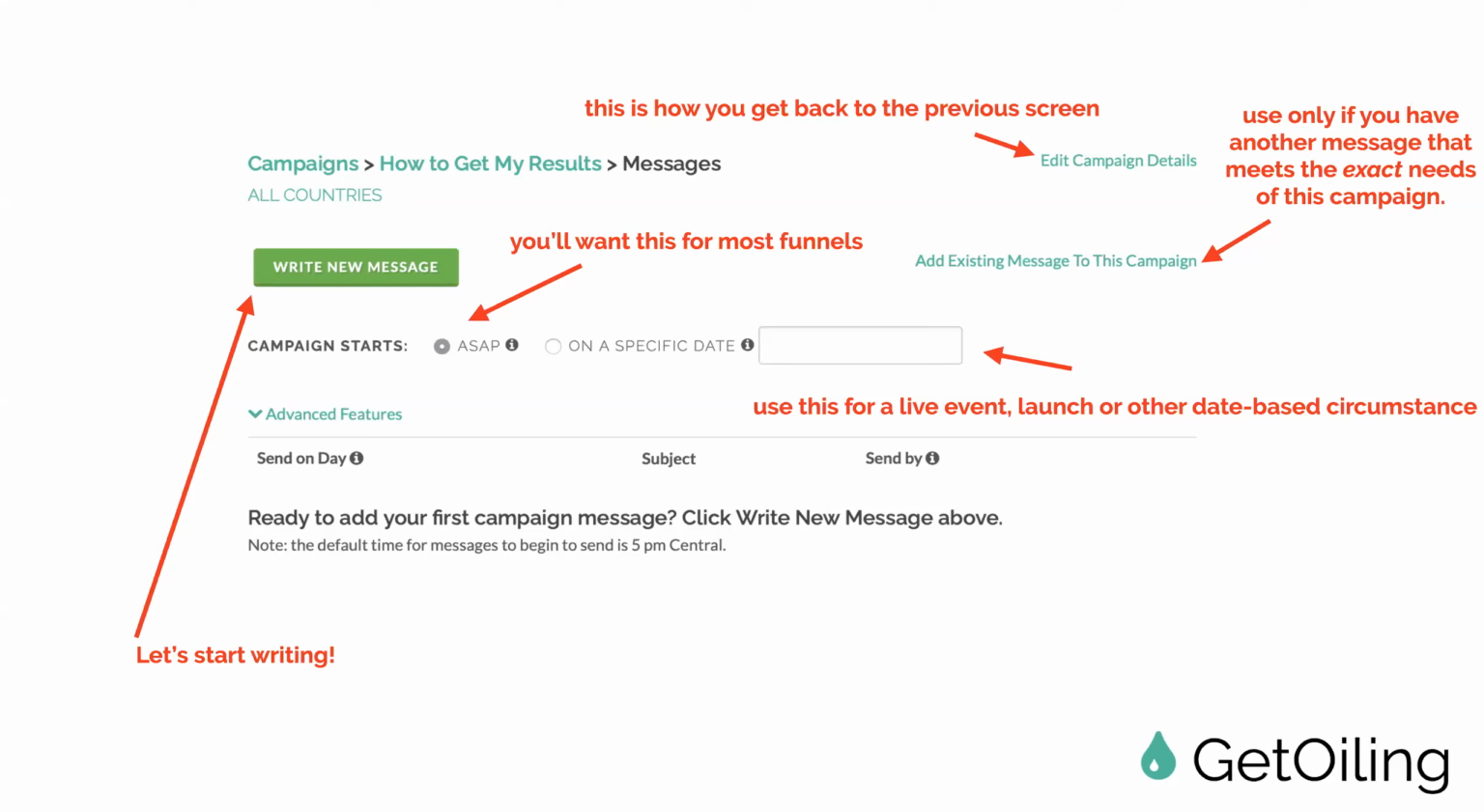Now, this add existing message to campaign, I think the majority of the time you're probably not going to use this feature. Just understand that if you are going to use a different message or a message that was used in another campaign, if you edit it in this one, it's going to edit it in that one. So only use that if you are going to use something that has the exact needs met. And then of course we can go back to the previous screen by hitting edit campaign details.